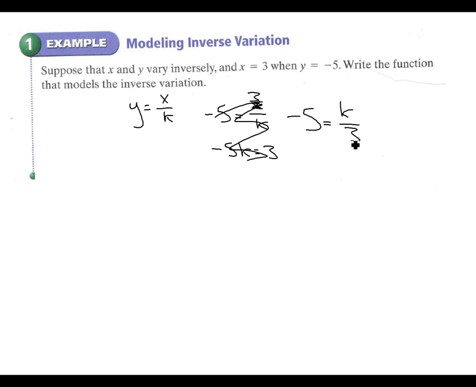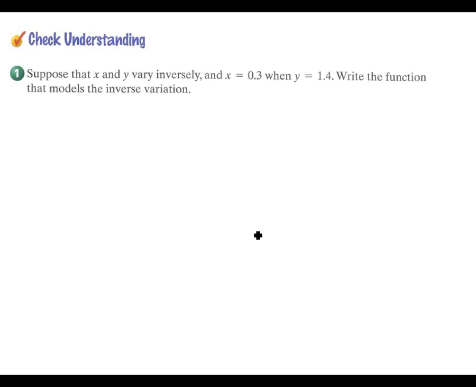All right, so now here we go. We're going to times it by 3 on both sides. -5 times 3, we get -15 for k. Write the function. We're going to jump back in here and say y equals -15 over x. Scratch this out. K over x, x on the bottom. -15 over x. All right, so get that straight with the good formula, not the bad one I gave you first, and see if you can do understanding check number 1.